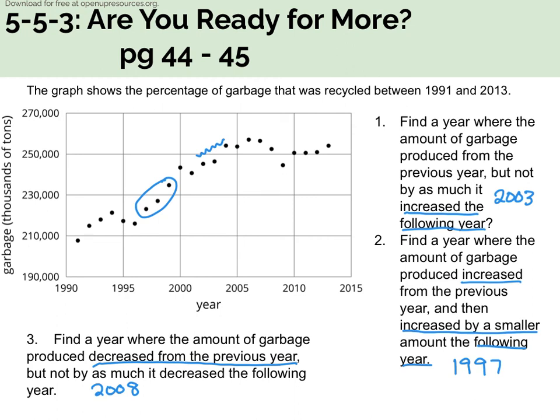So if we're looking at it, number 4 says find a year where the amount of garbage produced decreases from the previous year and then decreases by a smaller amount the following year. And where would that actually be? So number 4, where would that actually happen? Well, that kind of happens in this area. So number 4, that would be around 1995.